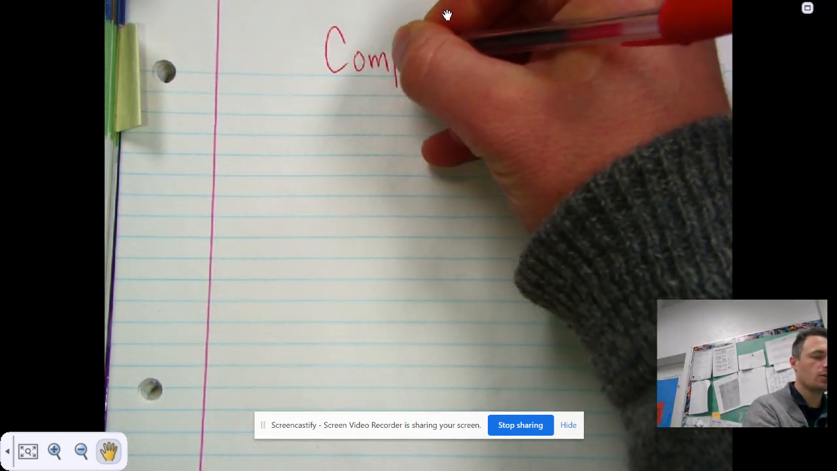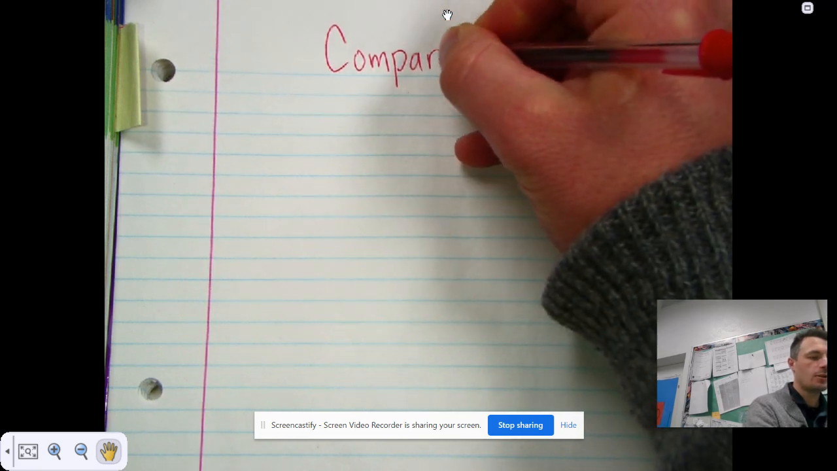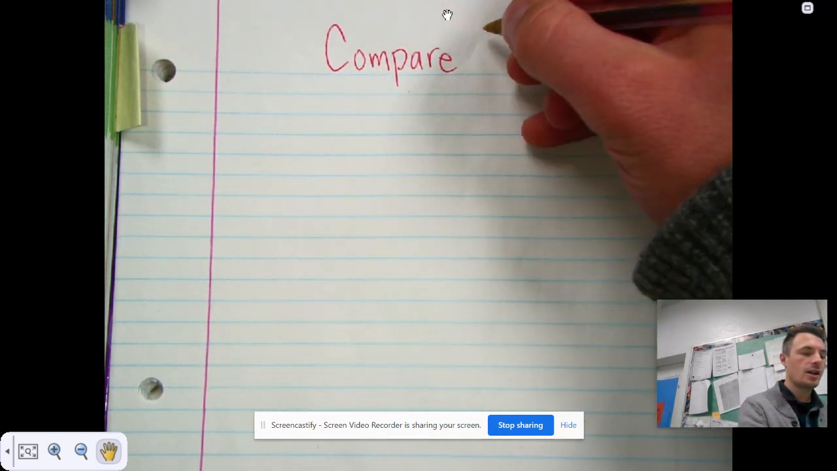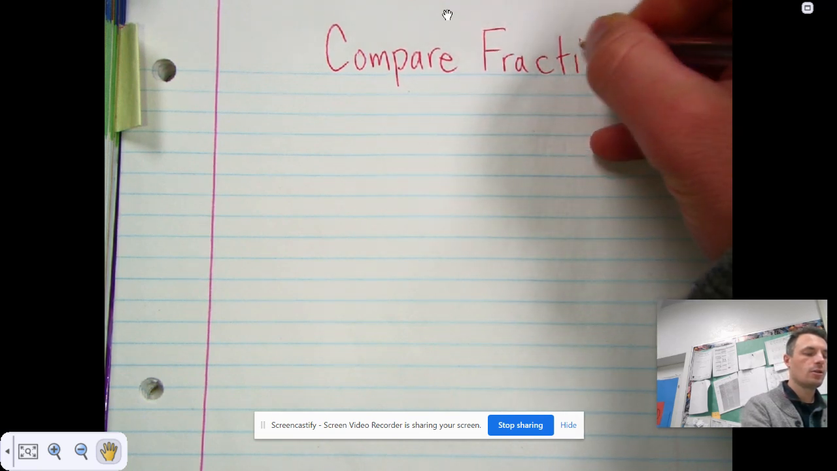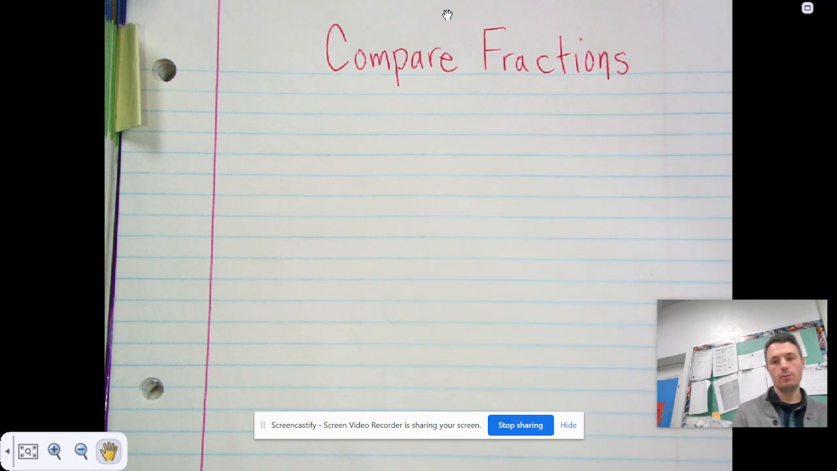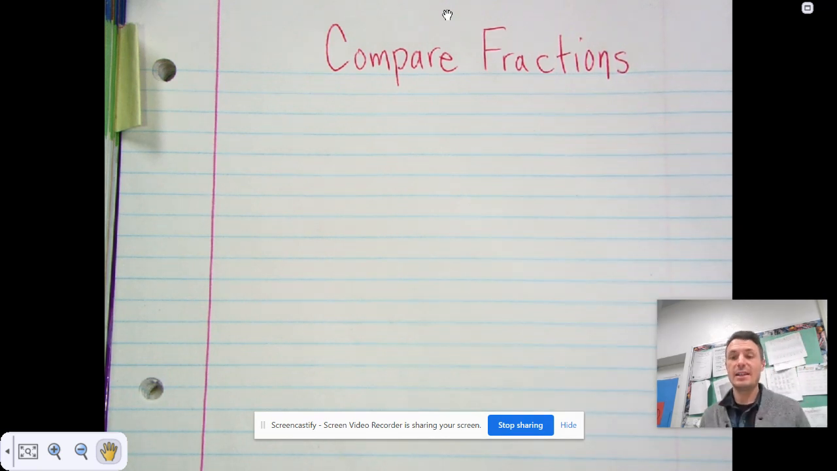So turn to the next available page in your math notebook and write the title of today's lesson at the top, Compare Fractions. Now, comparing fractions is easy when the denominators are the same.